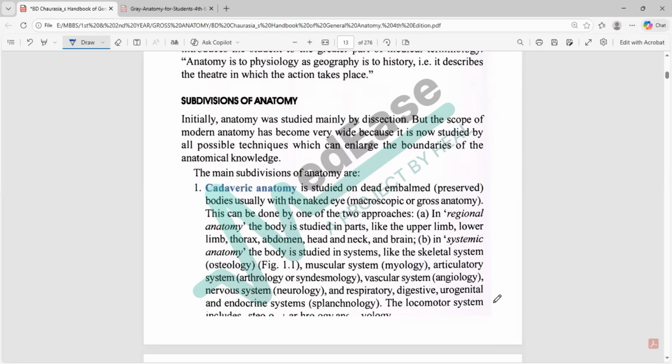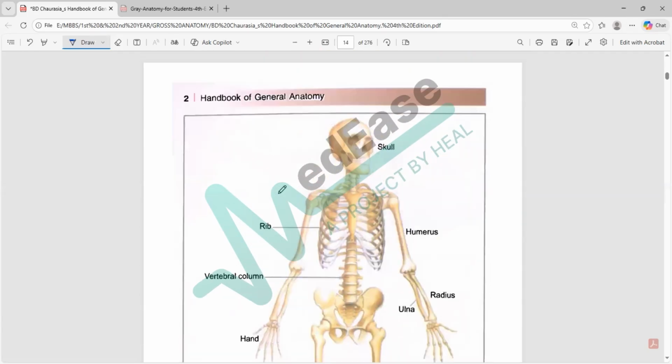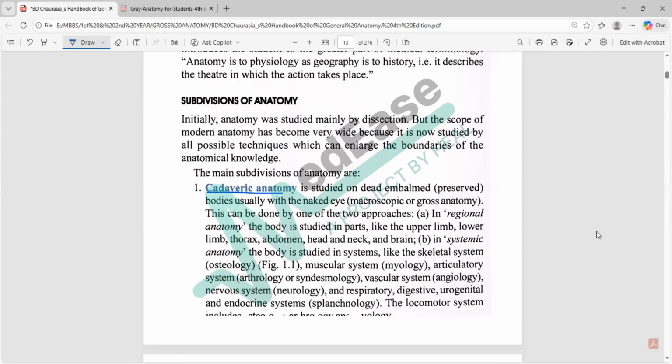Now there are two main divisions of anatomy. We have the cadaveric anatomy, and we also have the living anatomy. First we talk about the cadaveric anatomy. The word cadaver means a dead person or dead body. Cadaveric anatomy is used to study dissections on the dead body, where we will be discussing different parts like the GIT organs and nervous system, etc.